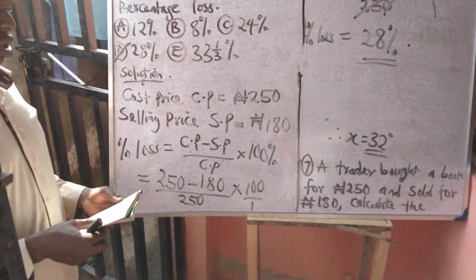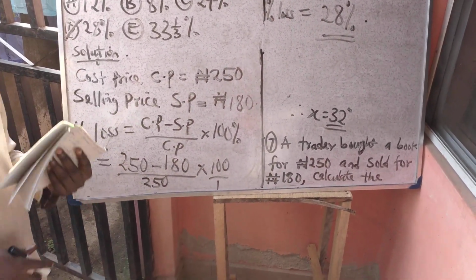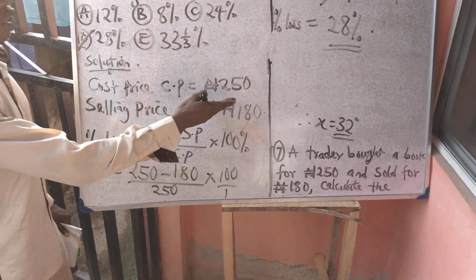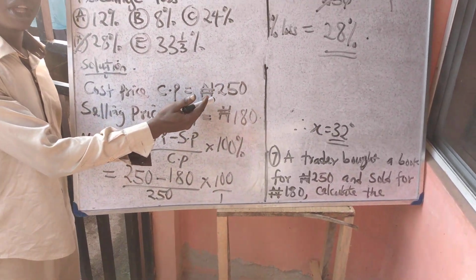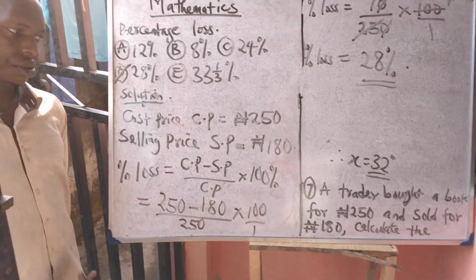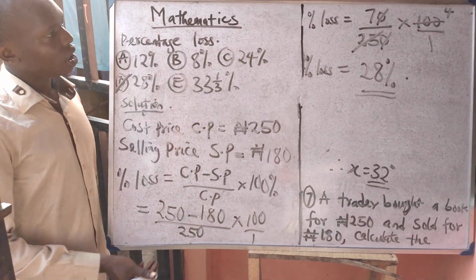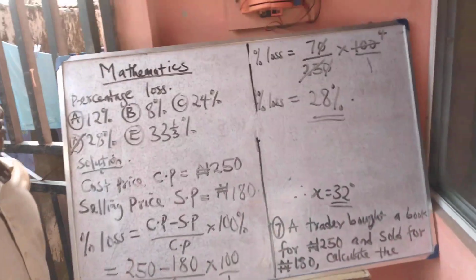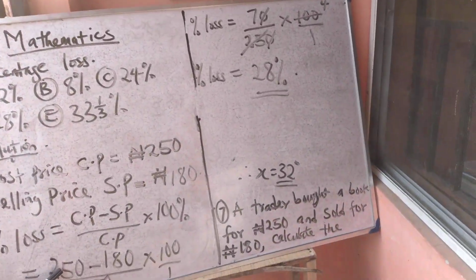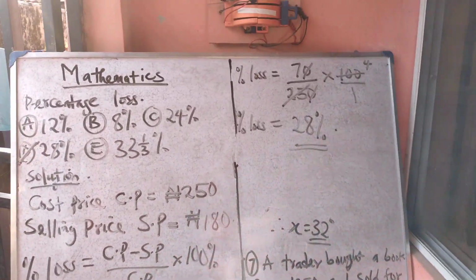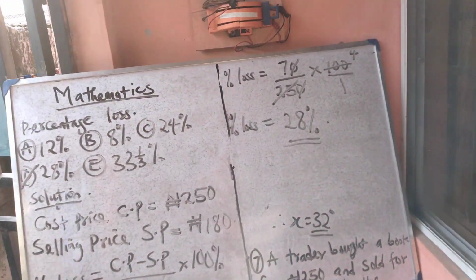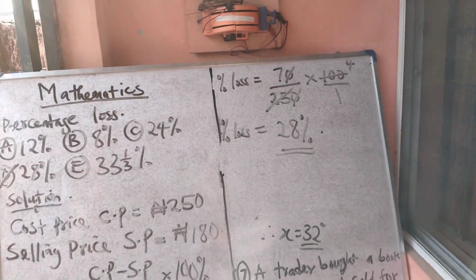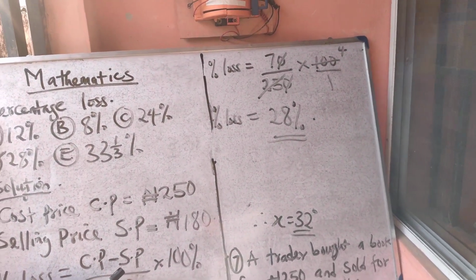So it means that there is a loss there. Now just imagine the gap, the difference. You bought a book, an article, or a commodity for 250 naira, and then you are selling it for 180 naira. That is a huge loss, and the loss is actually 70 naira. When we did the arithmetic, 250 minus 180 gave us 70. That's a great loss. And the formula for percentage loss is cost price minus selling price.